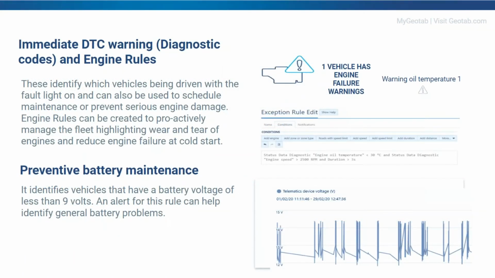This is a topic I'm familiar with as well, very familiar with. Another strategy is preventive maintenance, which allows us to anticipate breakdowns thanks to the information we obtain through the OBD pod, the diagnostic codes and associated engine rules. So these diagnostic codes are DTC warning codes, I think is the term used. These diagnostic codes identify which vehicles are being driven with the fault light on and can also be used to schedule maintenance or prevent serious engine damage.